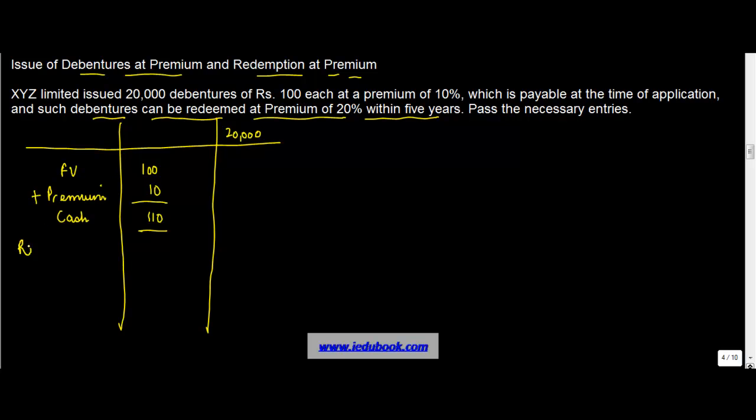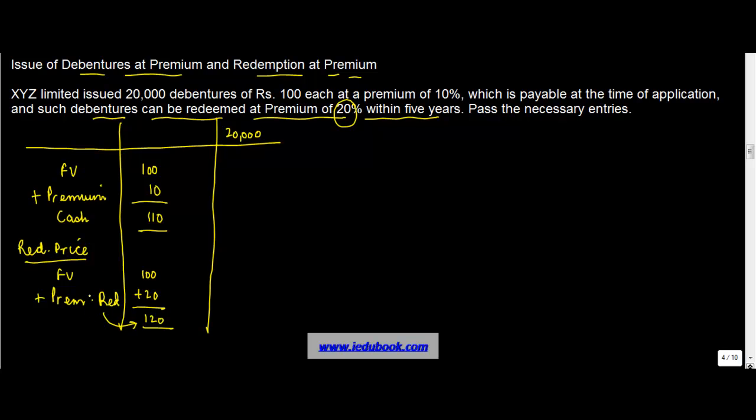Now, when you calculate the redemption price, redemption price is basically equal to what? It's equal to the face value plus premium on redemption. Now, the redemption premium we know is 20%. So, 20% of 100, or 20. So the redemption price is basically 120.